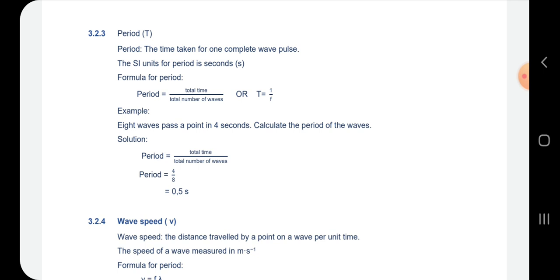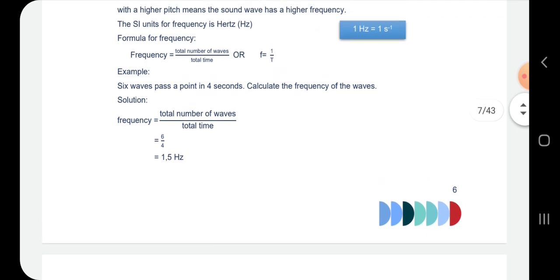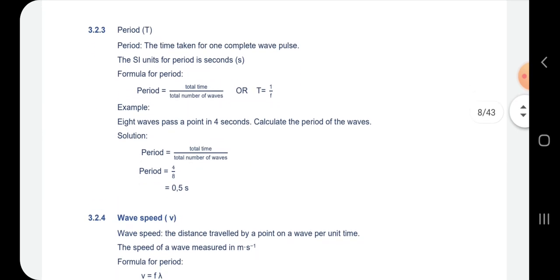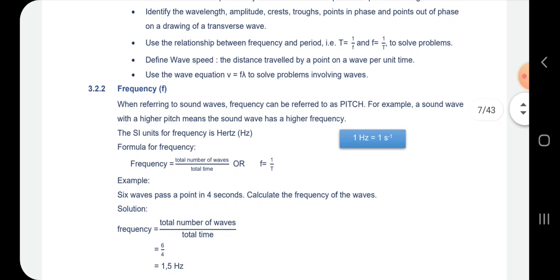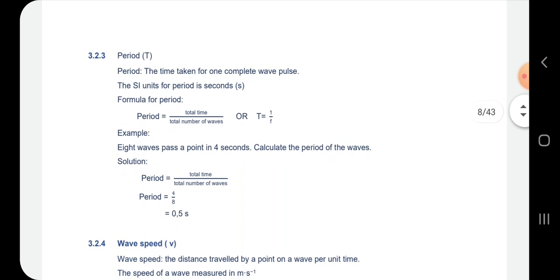So the formula for period: here you will be given the period. So the period is the time. That T represents the period. So how to calculate the period is total time over total number of waves. So it's a vice versa of frequency. Frequency is total number of waves divided by total time, and then the period is the opposite of that.